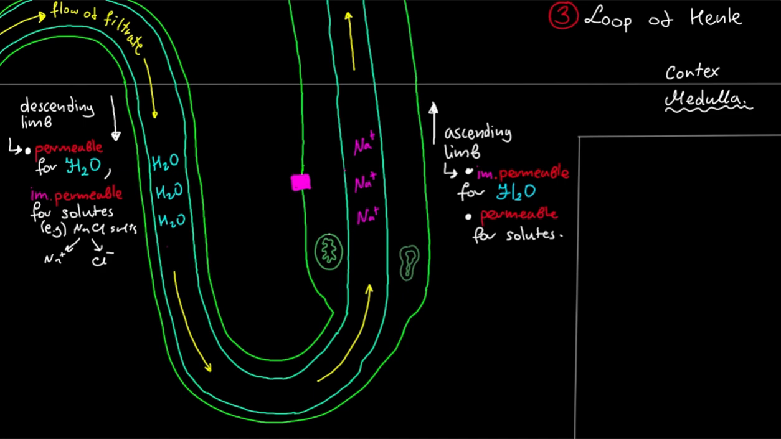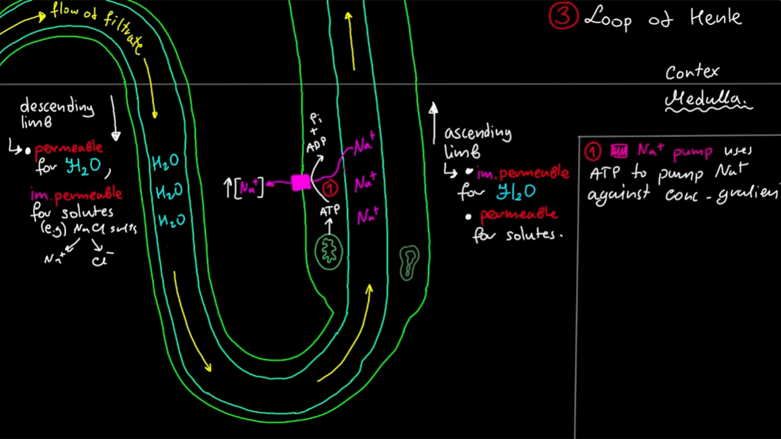So the descending limb is the one which is permeable for water and impermeable for solids. So it will allow our water to leave the nephron. And the ascending limb has thicker walls, and those thicker walls have a lot of mitochondria inside of them. This ATP will be used in order to pump the sodium ions that were left from the filtrate to the intermedullary space. This will cause the concentration of solid in the intermedullary space to increase and will cause water to diffuse with the concentration gradient because of this osmotic gradient formed by the sodium ions.